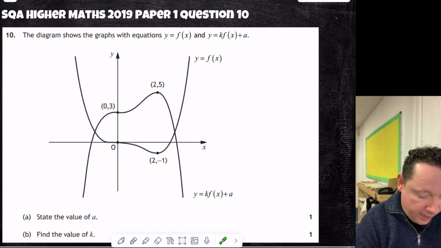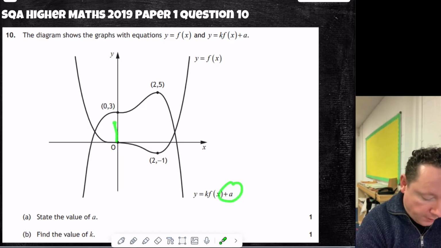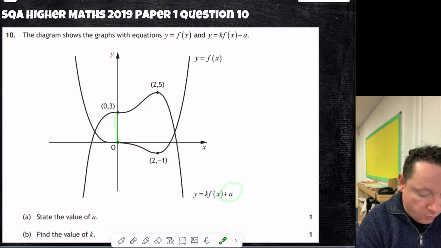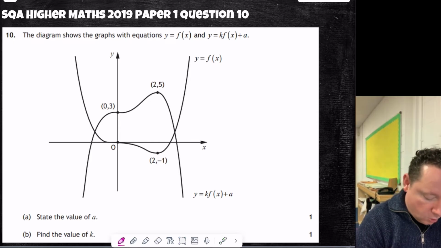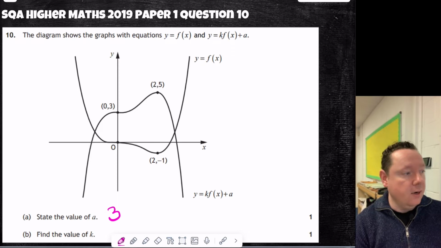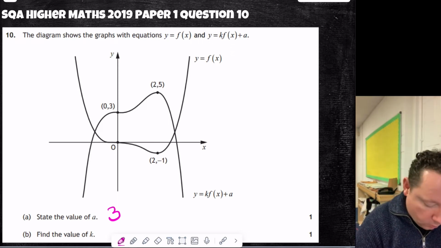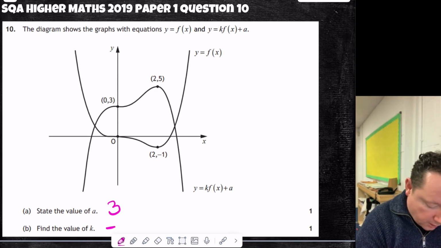To work out a, first of all, just compare it on this bit here. That's 0, 0 and that's 0, 3. It's clearly moved up by 3. Even if it's flipped upside down, it's still moved up by 3. So a is equal to 3. We can just write down 3 straight away, no problem there. Now we need to find our k. Well, we know it's flipped upside down, so we know straight away it's negative.